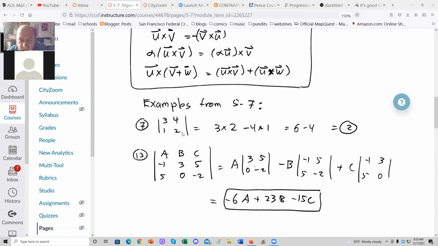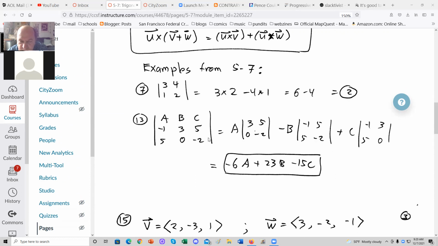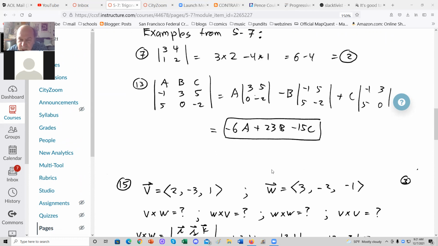Okay, so some examples. We're using a 2x2 matrix determinant: 3 times 2 minus 4 times 1 is 2. So they ask for that. And here we have a 3x3 matrix, and you expand along the top row: a times this determinant, minus b times the 1, 5, 5, 2 determinant, plus c times the negative 1, 3, 5, 0 determinant, which after evaluating each of these is minus 6a plus 23b minus 15c.